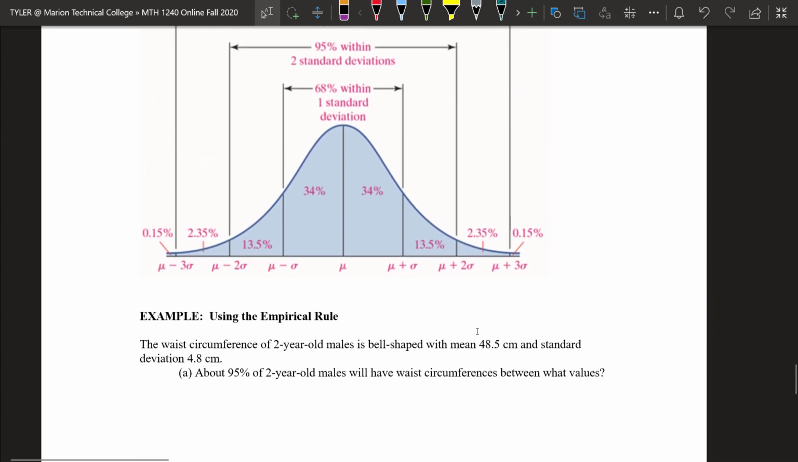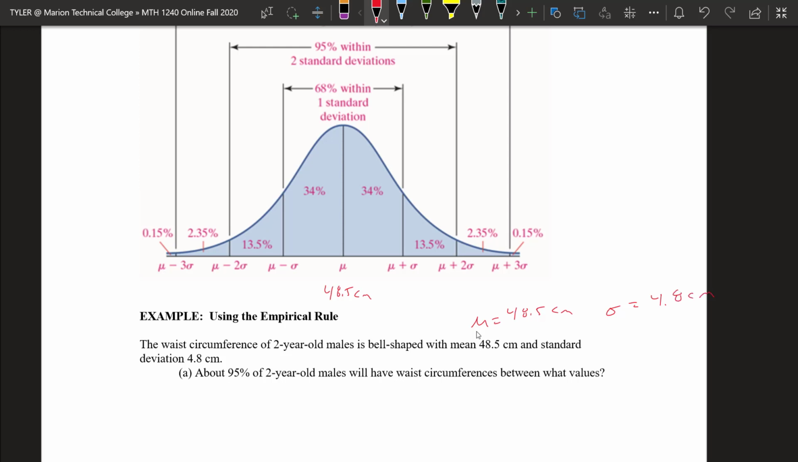So now something we could do is fill in the mean and so forth. It says the waist circumference of a 2-year-old male is bell-shaped with a mean of 48.5 centimeters, so this would be 48.5 centimeters. And then the standard deviation is 4.8 centimeters. So the mean is 48.5, and the standard deviation is 4.8 centimeters.